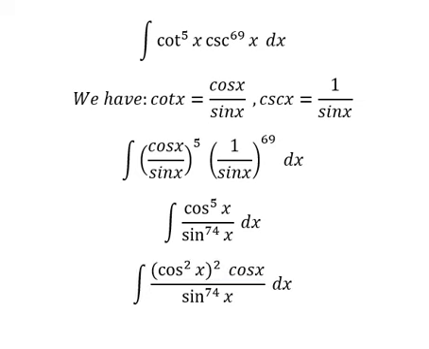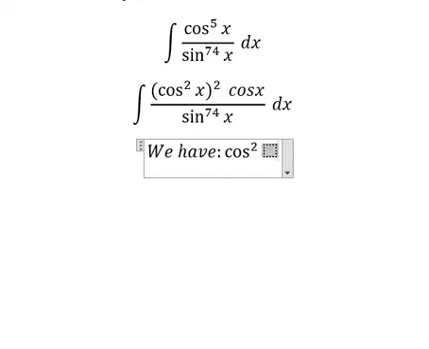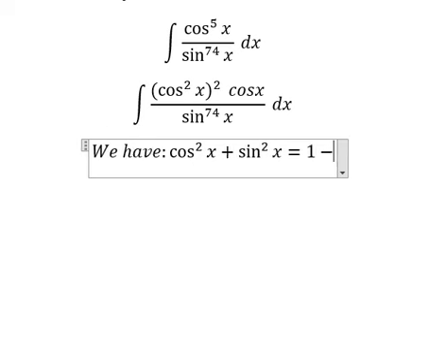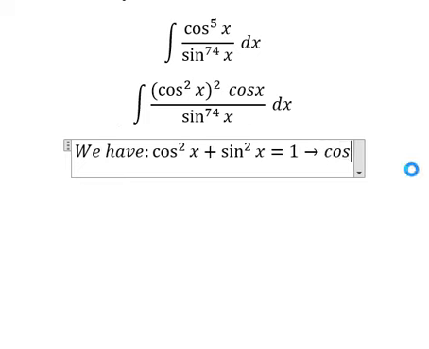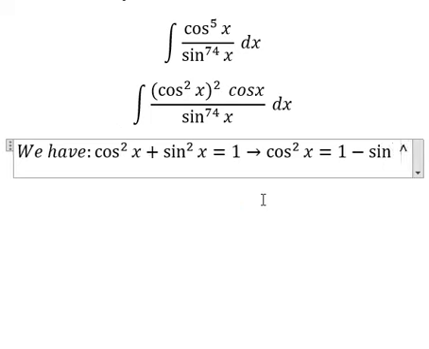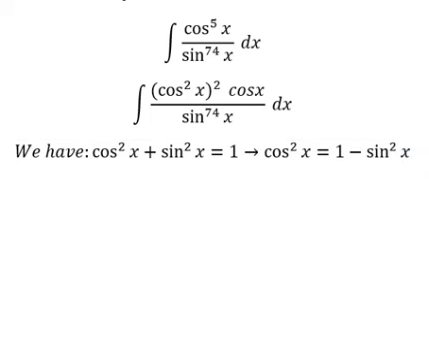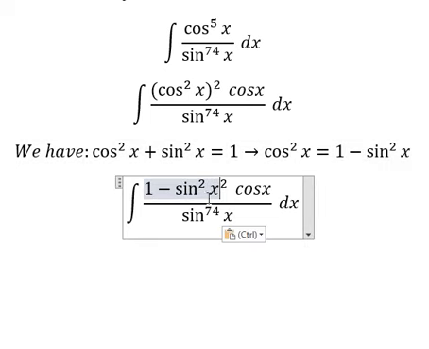So we have the formula in here. Cosine x square plus sine x square equals to number 1. So because we have cosine x square, we put sine x square go to the right, and we have 1 minus sine x square. So I will put this one go in here.